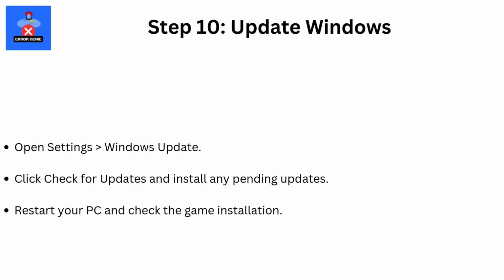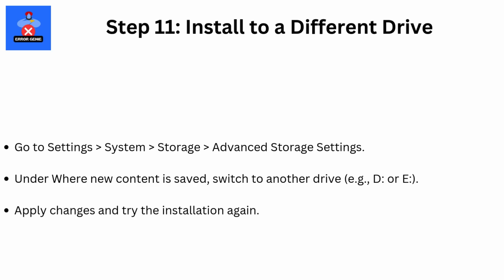Step 11. Install to a different drive. Go to Settings, then System, then Storage, then Advanced Storage Settings. Under where new content is saved, switch to another drive, e.g. D: or E:. Apply changes and try the installation again.